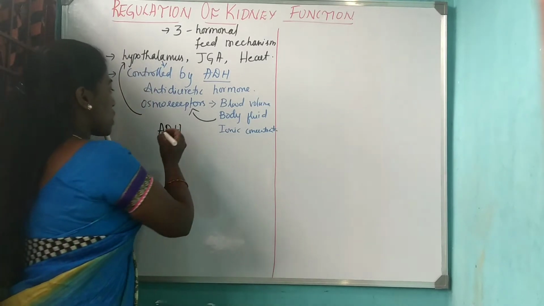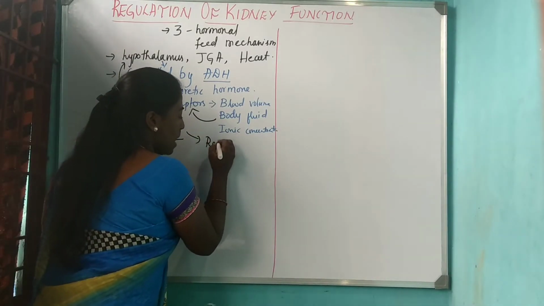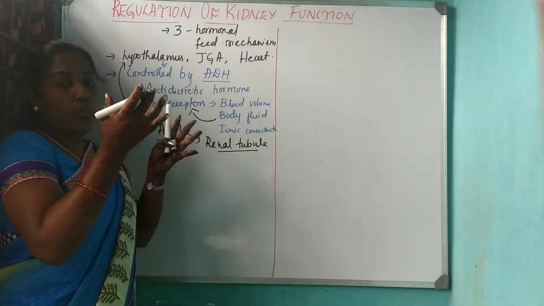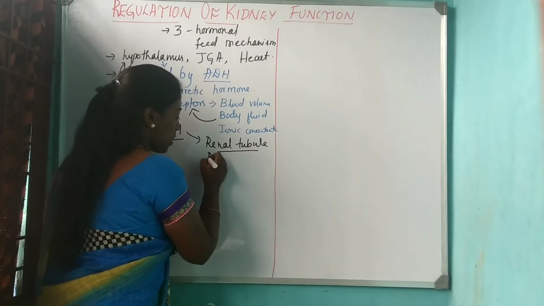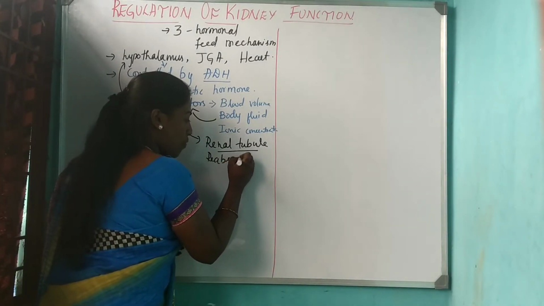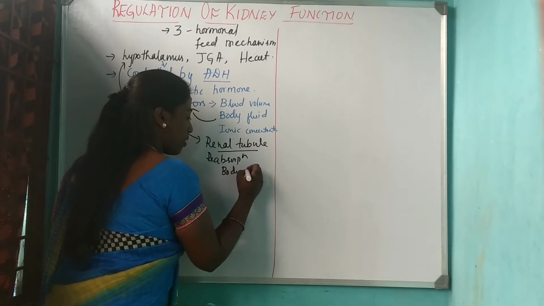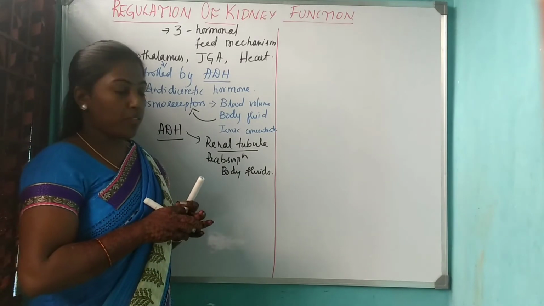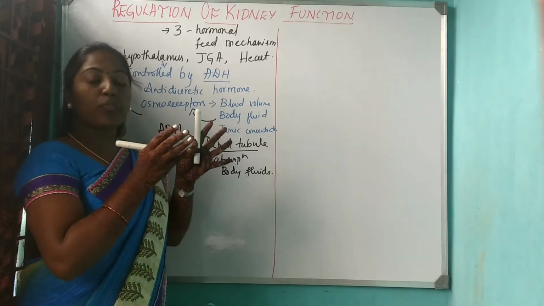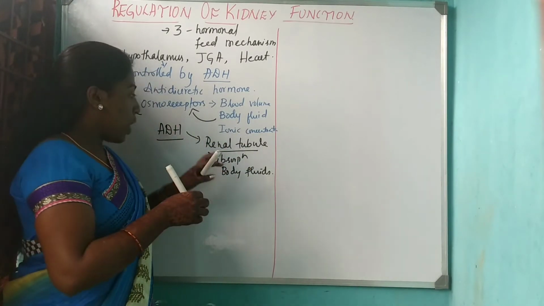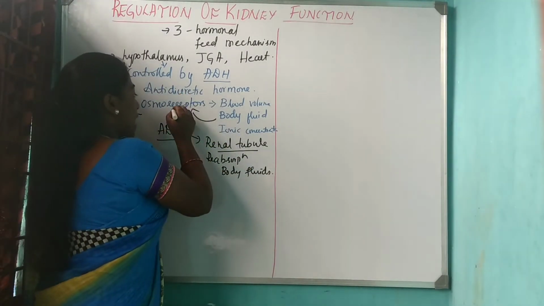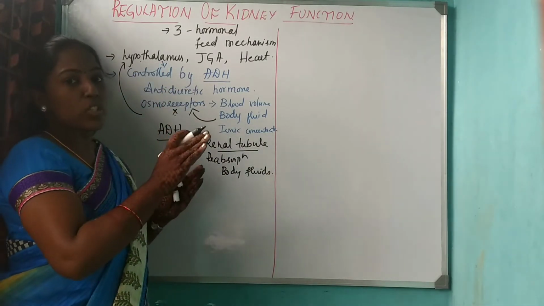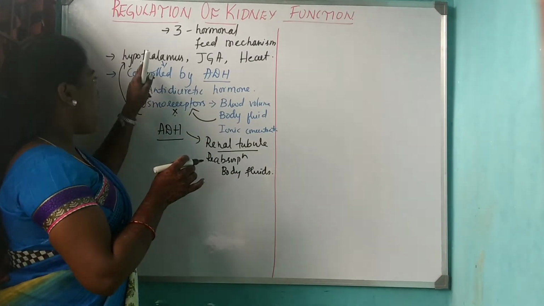So ADH will act on the different regions of the renal tubule, and by acting there it helps in a greater amount of reabsorption of body fluids. Once the body fluid volume is regained, the osmoreceptors again become inactive. They are switched off, and later the secretion of ADH also will be stopped. So that is the role of the hypothalamus.